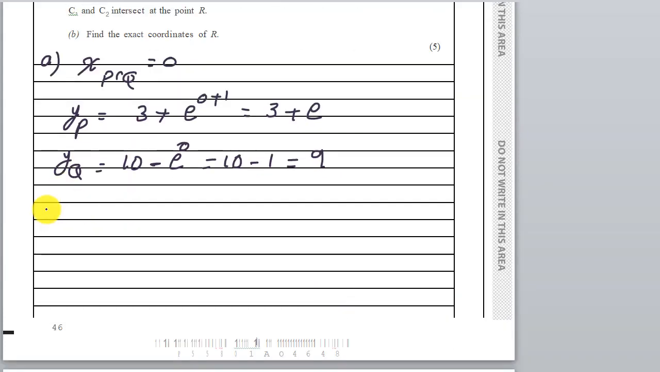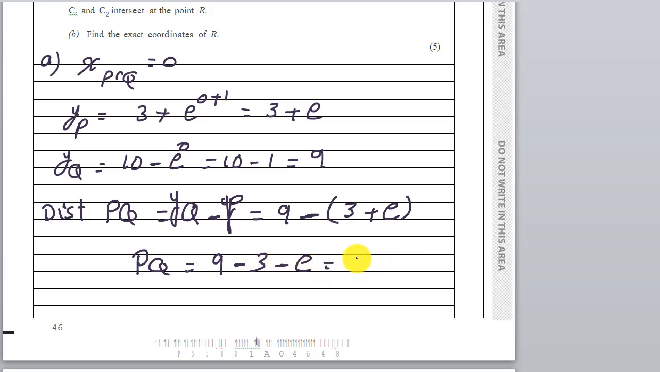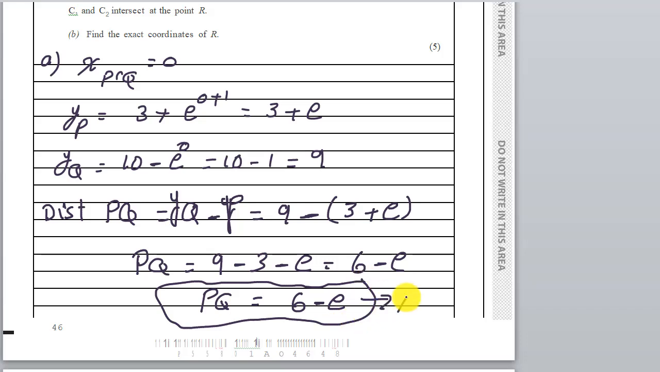Now distance BQ is equal to Q minus B. So it's 9, of course this is y, minus y. So 9 minus (3 plus e). So BQ is equal to 9 minus 3 minus e. So 6 minus e. So the length BQ is equal to 6 minus e. And this is the answer of the question.